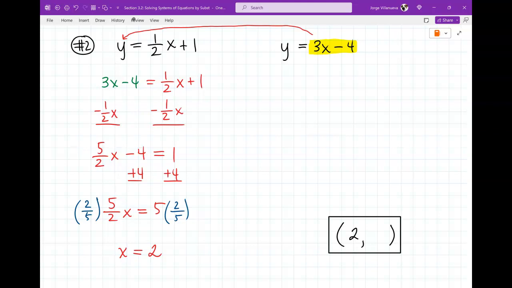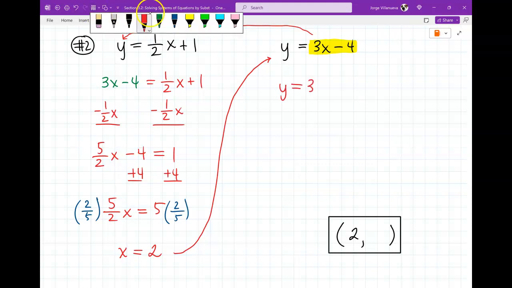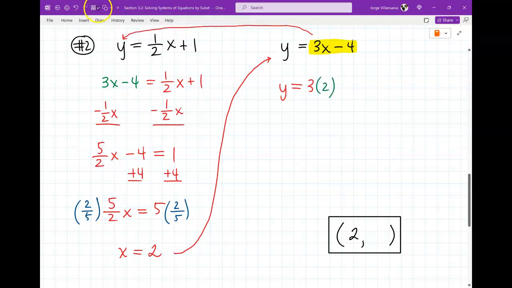Because my answer is supposed to be a point. What you're supposed to do now is get your answer of x equal to 2, and you're going to plug it in to that equation over here, the one you started with. So y is equal to 3 times 2 minus 4. So that's 6 minus 4, which is also 2. So your solution is 2 comma 2. And you're done.